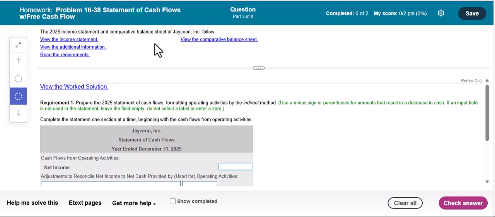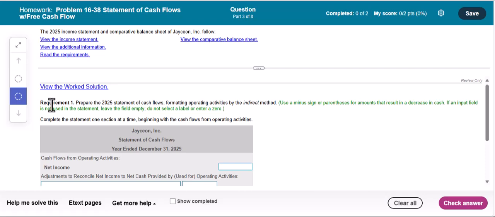Problem 16-38, Statement of Cash Flows with Free Cash Flow. The 2025 income statement and comparative balance sheet of Jason Inc. follow. So we can view the income statement, the additional information, and pop open the requirements that show up here. And then we also have a balance sheet, of course.